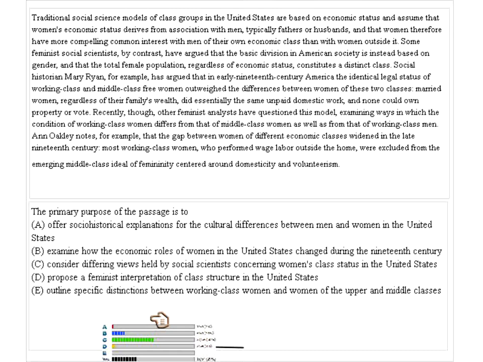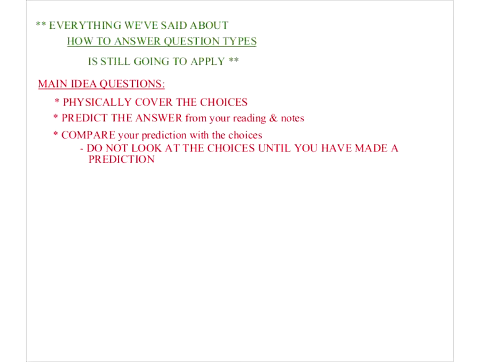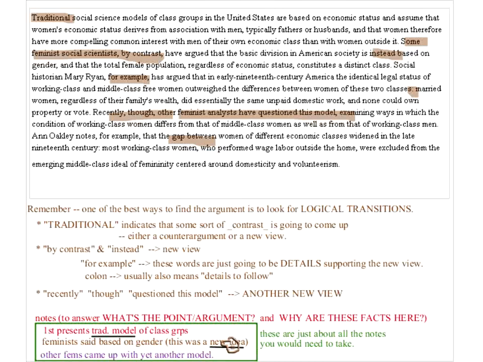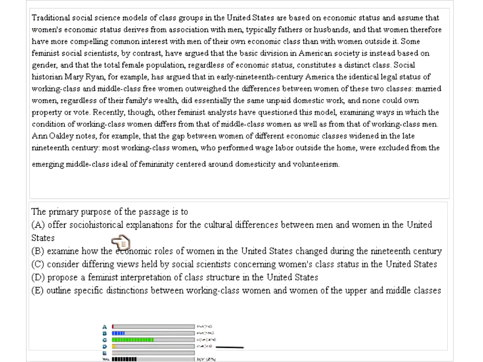B is not the point. If you look at these notes here, it has nothing to do with B at all. B just talks about here's different ways people model class groups. So that's the point. If you considered B even for a short bit, this means that you got caught up in detail. And in fact, if you picked B, you made two mistakes. Number one, you got caught up in the details, because all of the economic role stuff in this passage is detailed, all of it.